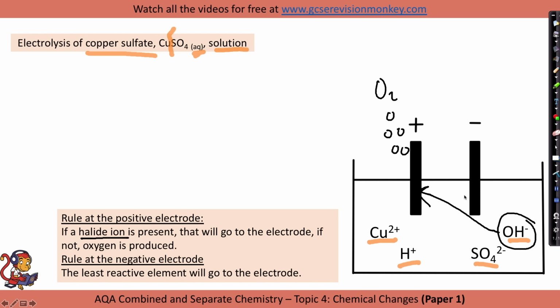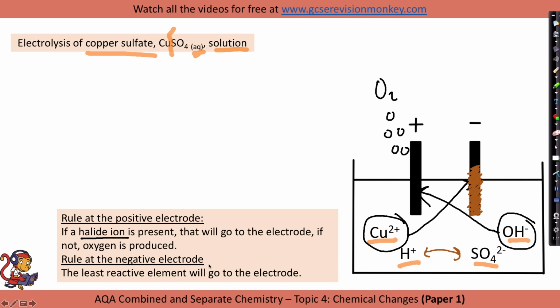For the negative electrode, the rule is the least reactive element will go there. Now in this case, we look at the two ions again, and in fact copper is less reactive than hydrogen. So in this case, it is copper that is produced, which will collect as a solid around the electrode, making the electrode a lot heavier. And eventually that will be taken out and replaced, and the copper will be used for pipes and things like that. So slightly different example in this case, these two will remain in solution.